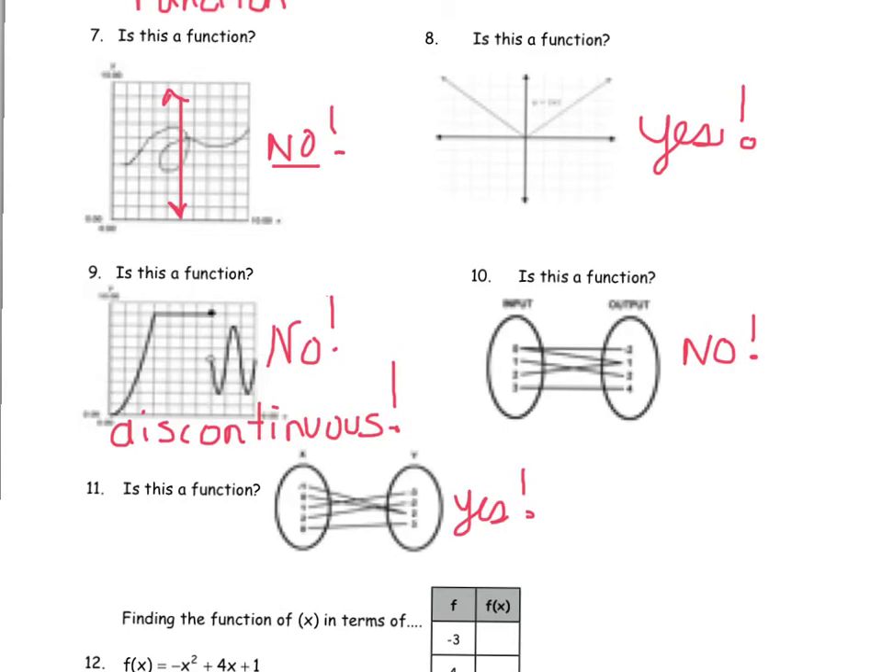Okay, and then number 10. No, because Mr. 0 went to 2 locations. That's not allowed. But in number 11, yes, all the arrows are shooting out straight, even though -1 and 0 hit the 2, and that's okay. That still means it's a function.